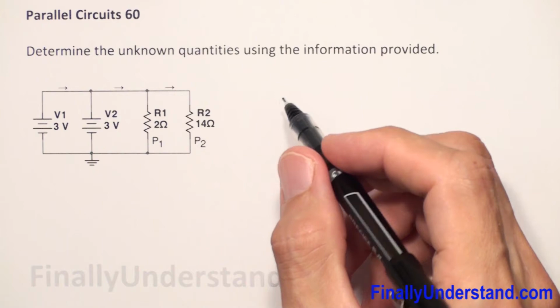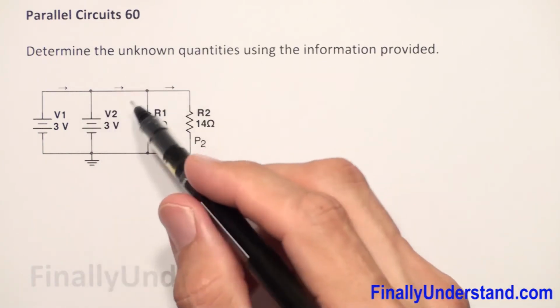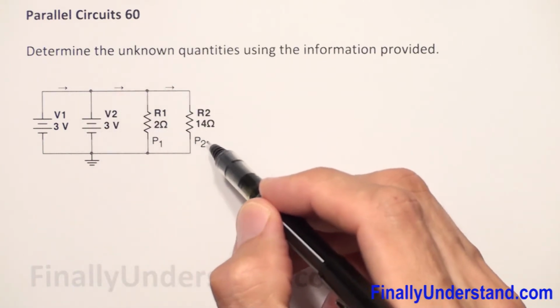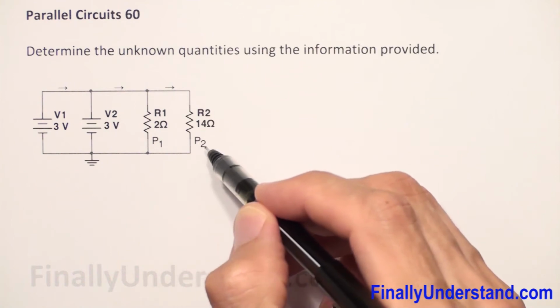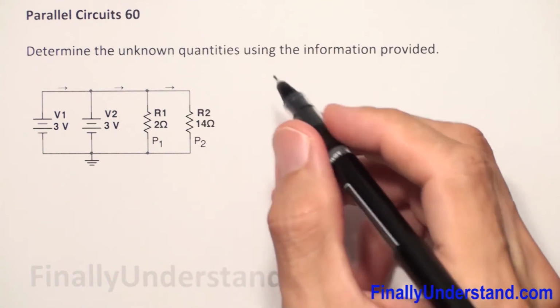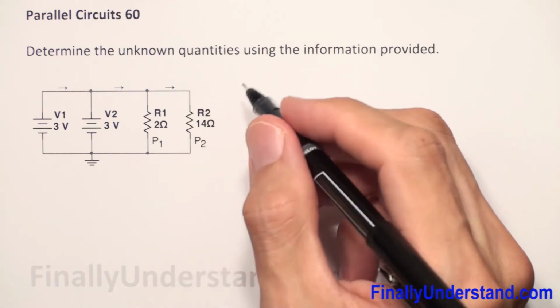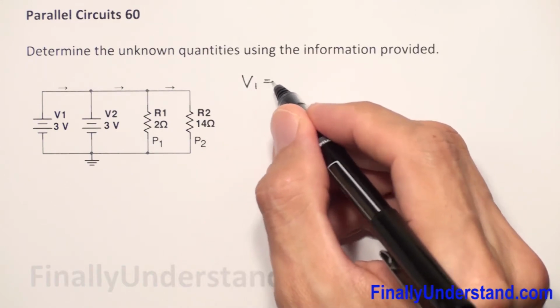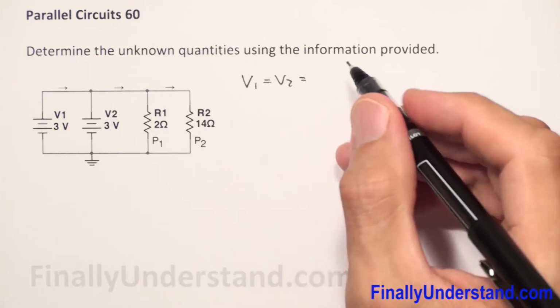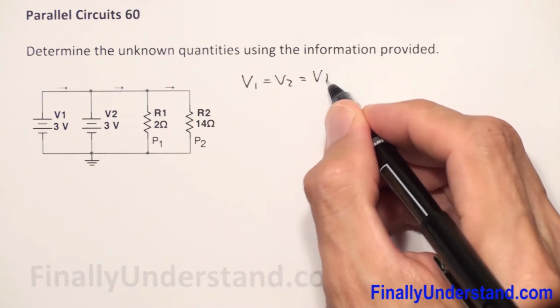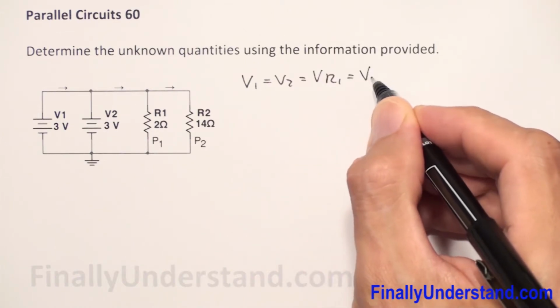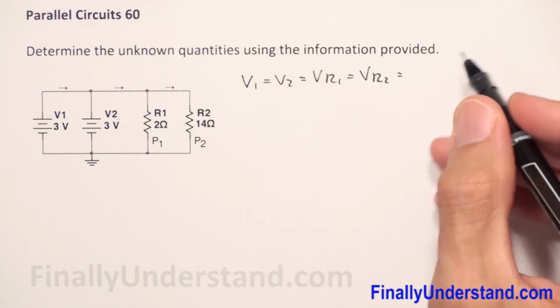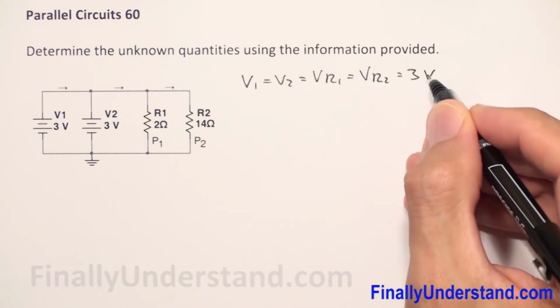So what we're supposed to find? We're supposed to find the currents, and we're supposed to find the powers. Okay, so if it comes to powers, V1 is equal to V2. This is also equal to VR1, and this is also equal to VR2, and this is equal 3 volts.